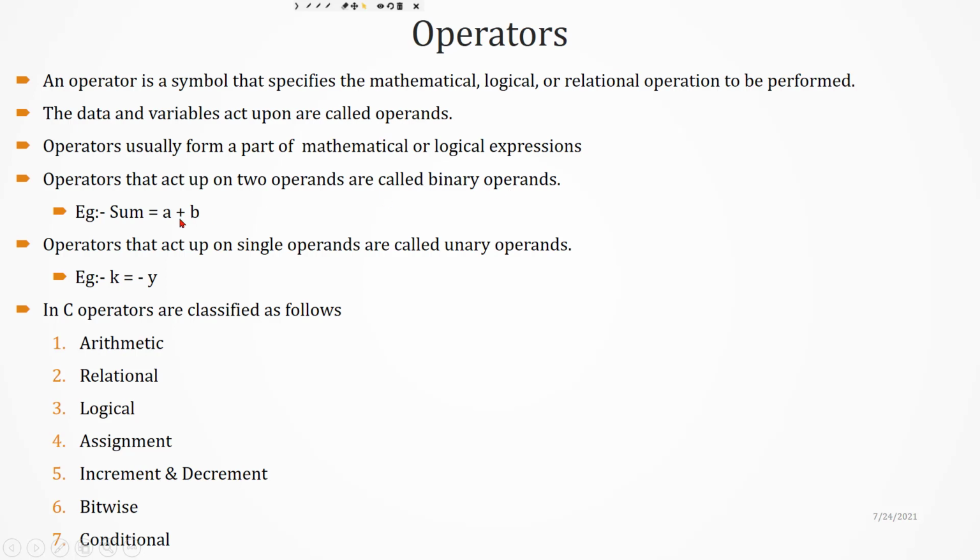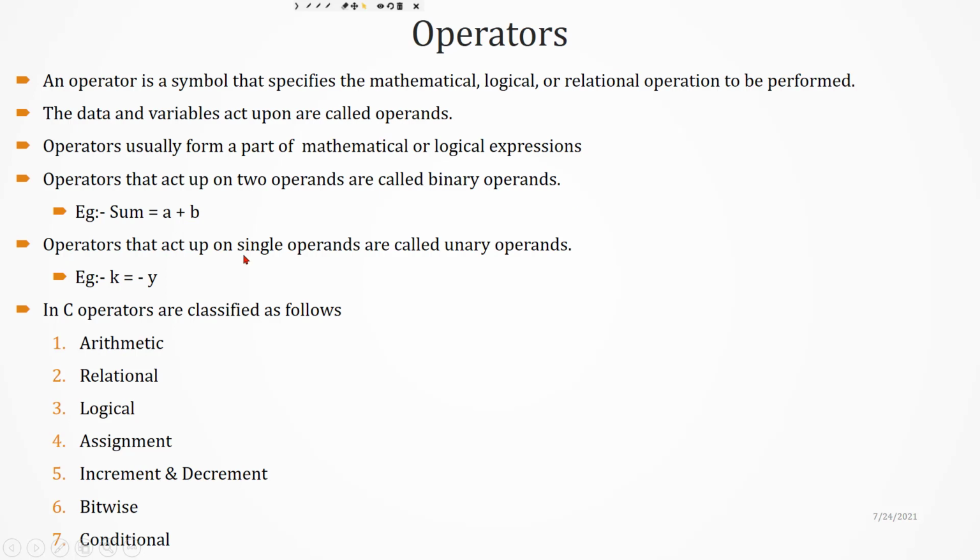Why is it a binary operator? Because a and b are acting upon plus. So there we have two operands and one operator. Since we have two operands, we call it a binary operator.